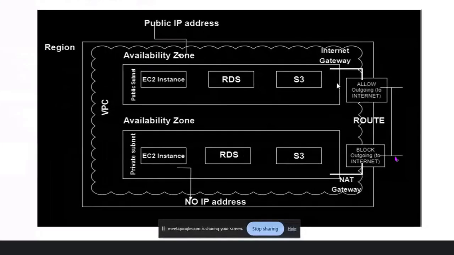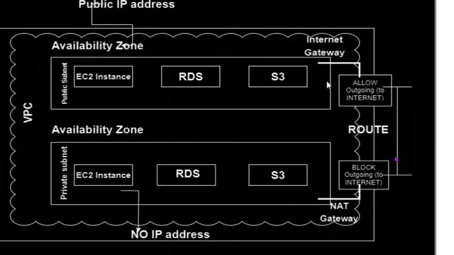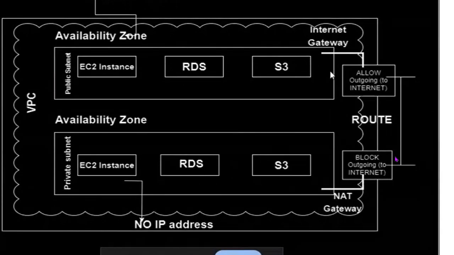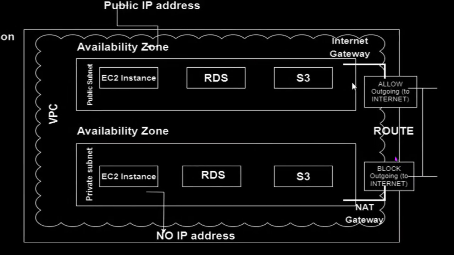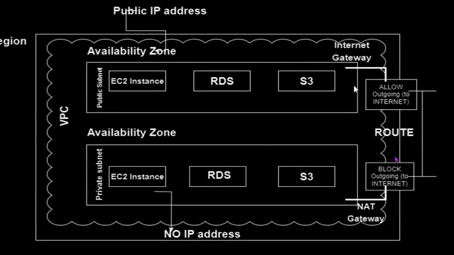Then you also assign security groups to the VPC. That means you assign firewalls to control the in and out traffic in the VPC.